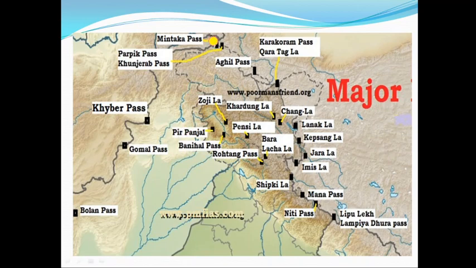First is Mintaka Pass, which connects Kashmir and China. Next is Parpik Pass, which connects Kashmir and China again. Next we have Punjab Pass, which connects Kashmir and China. Next is Aghil Pass, which connects China with Ladakh. Then we have Banihal Pass, which is here. This pass connects Jammu to Srinagar.